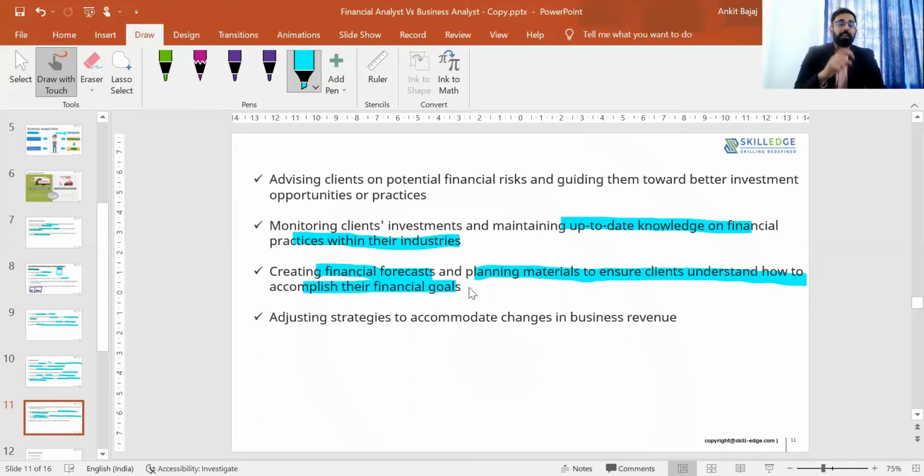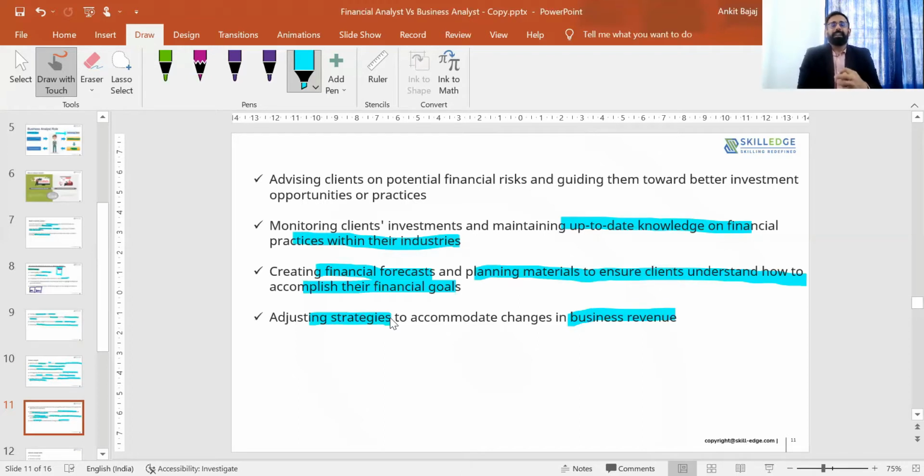They also suggest to the company how they should work. They give them forecasted data that if they are working like this, they will be able to achieve this much revenue, right? So what management does, they provide their goals and accordingly the financial analysts give their feedback on how they should work to achieve their targeted goals. Then adjusting strategies to accommodate changes in business revenue. So they provide strategies also on how organizations should work so they can achieve business revenue, right?